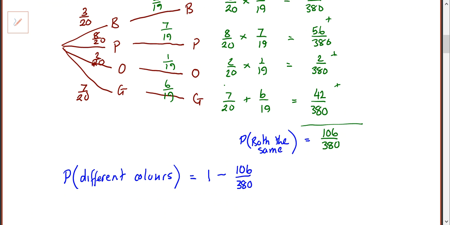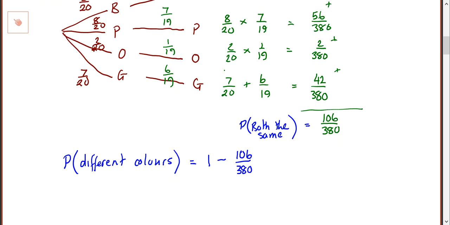Okay. Which would be 274. Just to check, why the 1 minus bit? Yeah, why 1 minus? So this is the answer to that. Why 1 minus that? I'm just checking that you're not just writing down what I'm doing, you are thinking about it. Do you know? Yeah.